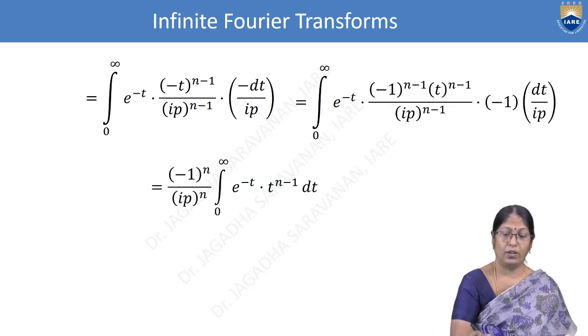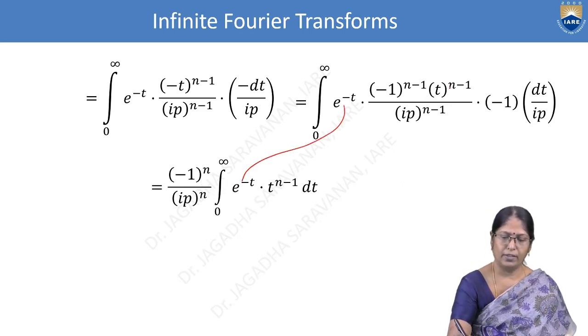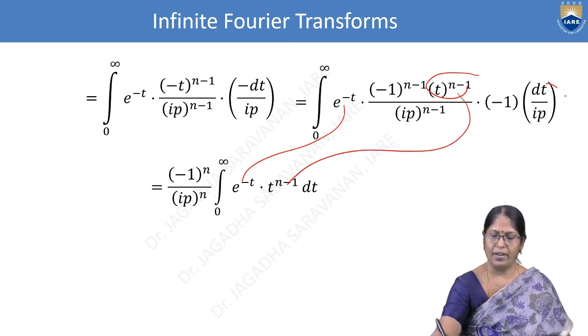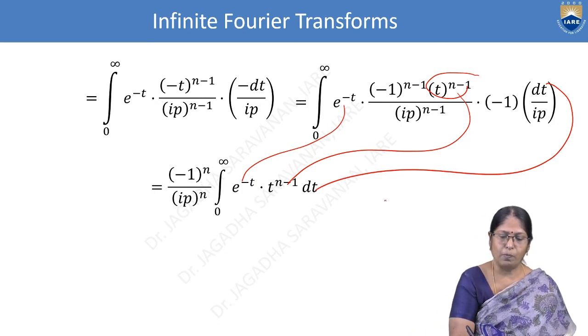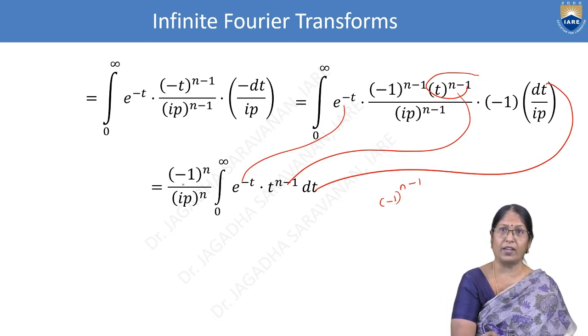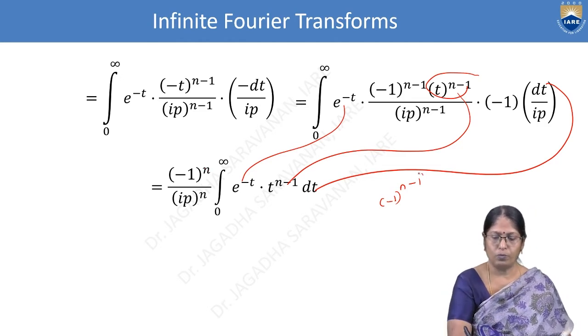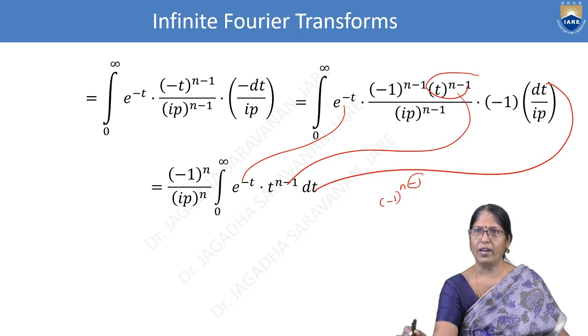Now, this e power minus t is as it is. This term, what I am circling, is as it is. Dt is as it is. This minus 1 power n minus 1 is there. But in the next step, minus 1 power n only is there. Why did we miss this minus 1? That is a correct doubt that should ring in our mind.